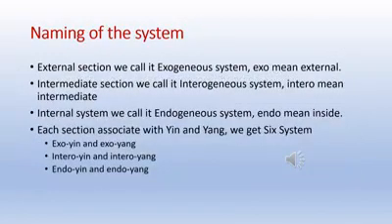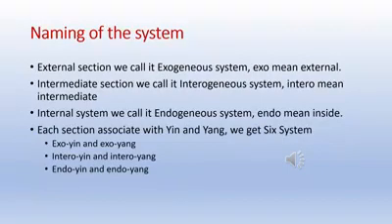Coming to the naming of the system, the external section we call the exogenous system. Exo means external. The intermediate section we call interogenous. Intero means intermediate. The internal section we call the endogenous system. Endo means inside. Each section is associated with yin and yang, so totally we get six sections. For the external one, we have exo yin and exo yang. For the intermediate one, we have intero yin and intero yang, and inside is endo yin and endo yang.